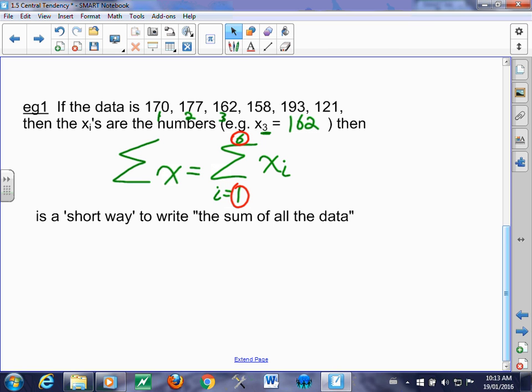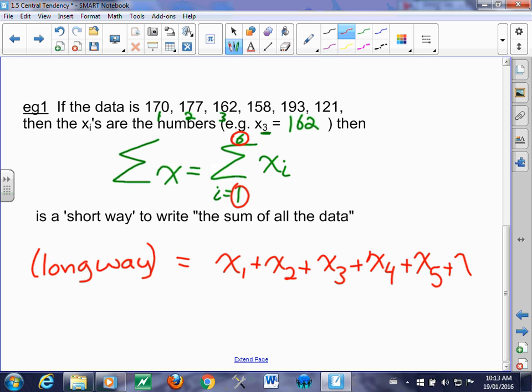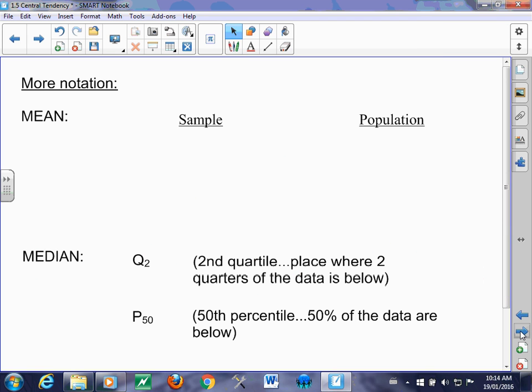The long way, if you're wanting to know, I don't want you to do the long way, but the long way is to take this and go x1 plus x2 plus x3 plus x4 plus x5 plus x6. Kind of like what we did in the warm-up, folks, when we were getting the numerator of the mean. But I don't want you to do the long way. I prefer the short way. All right, let's take a look at the next page.